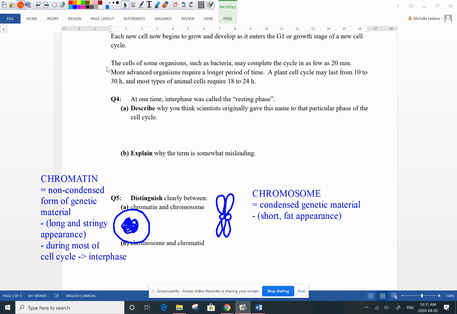So a couple other words that you need to know for terminology. Chromatin, that's the non-condensed form of genetic material, and it just looks like a ball of string. The genetic material, the DNA, is long and stringy, and for most of the cell cycle, interphase, this is how your genetic material, your DNA, exists. When the cell's getting ready to divide, it starts to condense. It gets shorter and fatter, and now we term this a chromosome. And so during mitosis, that's typically when you're going to see our genetic material as a chromosome.